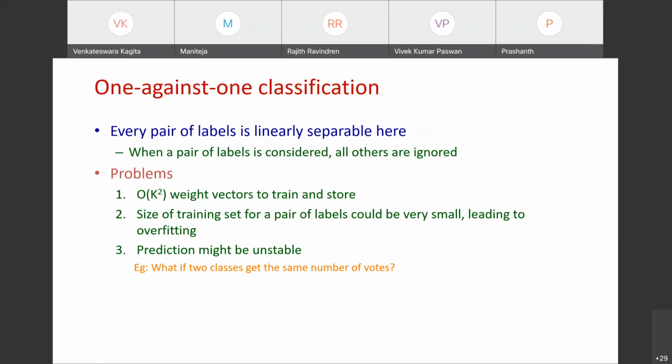And another problem here is that you have to learn order of K square weight vectors to train and store. K into K minus 1 by 2 is order of K square, right? You have to learn order of K square classifiers, and at the time of testing also, you need to test against order of K square classifiers. So each test instance is tested against K into K minus 1 by 2 number of classifiers. So that is the problem with this. Both training complexity and space complexity are high.